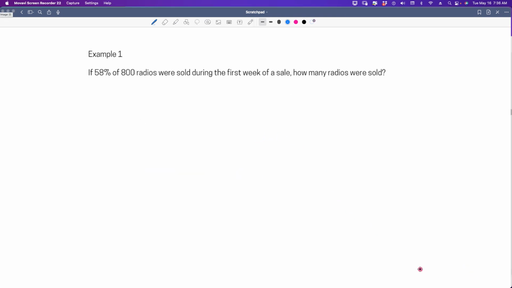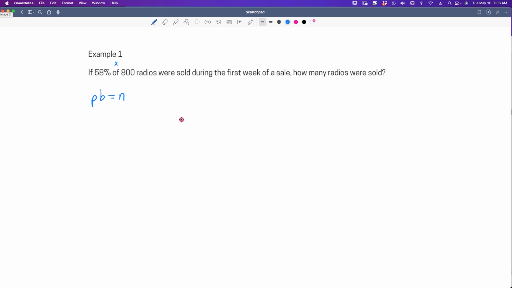All right. In our first example problem, if 58% of 800 radios were sold during the first week of a sale, how many radios were sold? So we're going to use the formula percent times the base is equal to the number. So we're going to substitute in the percent and the base, because this is what we want to find. Another thing that you can use is to recognize this word "of," this preposition, is going to mean multiply. That's going to help you find what you need to know. So we can easily see that this is going to be 58% times 800.